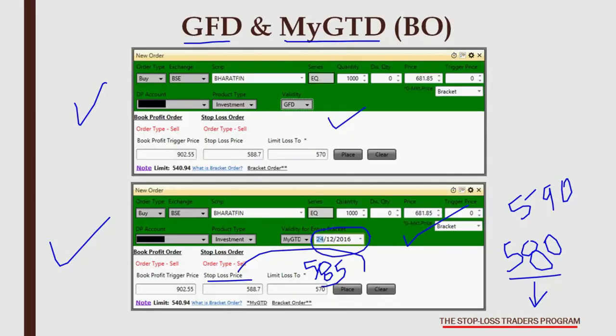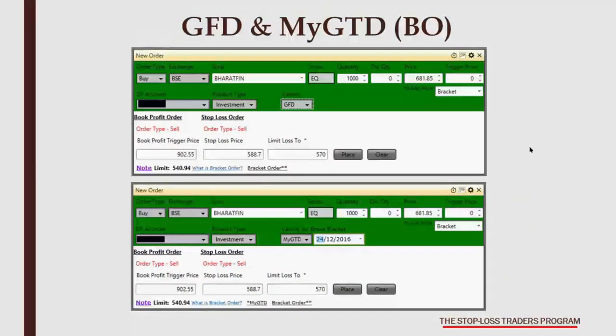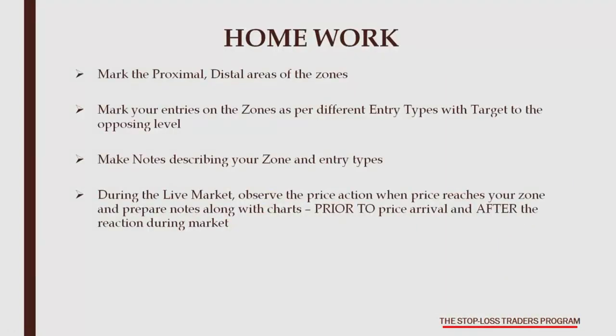Everyone clear with this? GFD is good for the day. The validity of the trade will be just for that day, and my GTD is the date I am mentioning here. Okay, that is maximum possible date is 30 days from the date of execution. So till that date, the order will be valid, and it is only utilized for positional trading. Positional trading in cash. You will not be able to place this my GTD order in futures. Overnight orders, even the aftermarket orders, are not allowed for futures and options. They are strictly not allowed by the exchange. Everyone clear with this? So I'll move on.